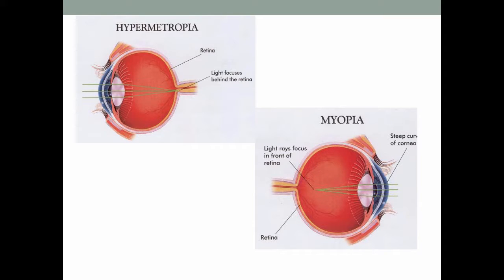Abnormal visual acuity exams are, for the child who is farsighted, hypermetropia, and for the child who is nearsighted, myopia. And you can see from the slide that it's a difference in the light focusing in different places in the retinal area that results in the abnormal vision.